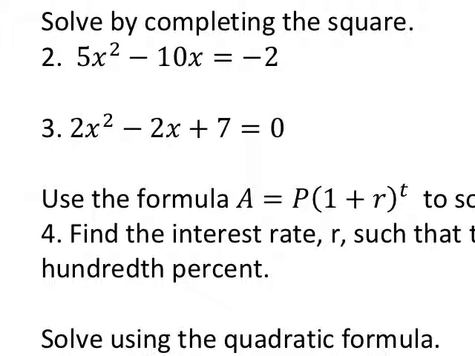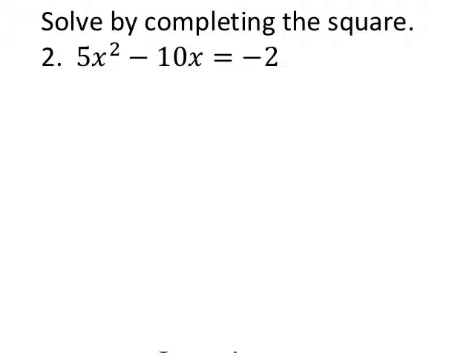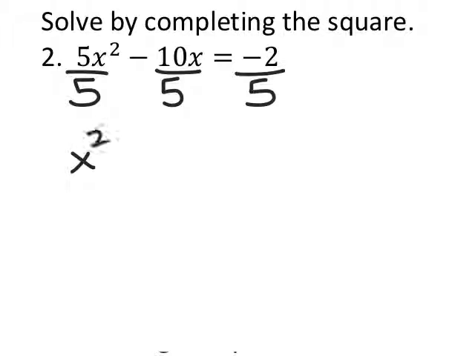So number 2 here, we're going to solve this by completing the square. And the first thing we're going to want to do is divide every term by the coefficient of x squared. So let's go ahead and do that. We can see we'll just divide by the coefficient of x squared, which is 5. And this gives us x squared minus 2x equals negative 2/5.